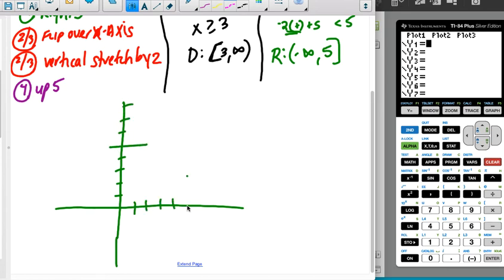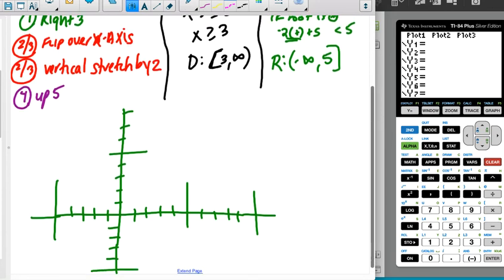1, 2, 3, 4, 5, 1, 2, 3, 4, 5. Great. Okay, doesn't have to be perfect. All right. So let's look at what a regular square root of x graph looks like. It's got the points 0, 0, 1, 1, and 4, 2. That's all we need.